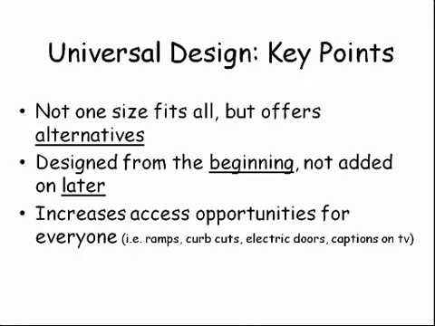So some of the universal design key points are that it's not one size fits all, but offers alternatives. That's something we've been saying all along. It's also designed from the beginning and not added on later. In other words, when you're designing good curriculum, you want to make sure that you design it from the beginning, and again, look at the broadest scope of students possible. It also increases access opportunities. I like to say more usability opportunities for everyone. So it's not just ramps, curb cuts, and electric doors, but a whole wealth of accessibility and usability features that are already built into the curriculum.